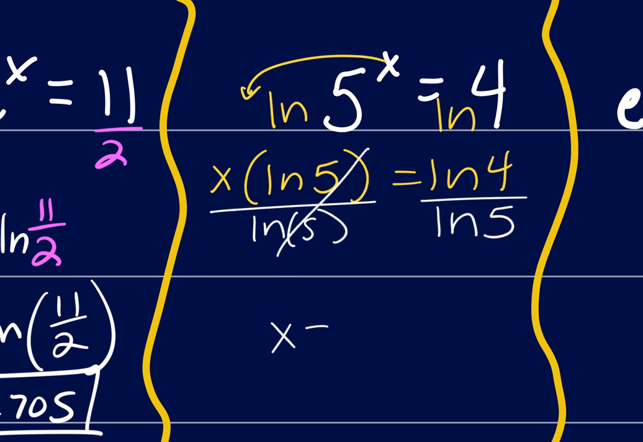So I get x equals, and then this one we carefully type in because you have to close the parentheses after the 4. It would be ln of 4, close your parentheses, divided by ln of 5. Or you can put it in fraction form, but it's 0.861.